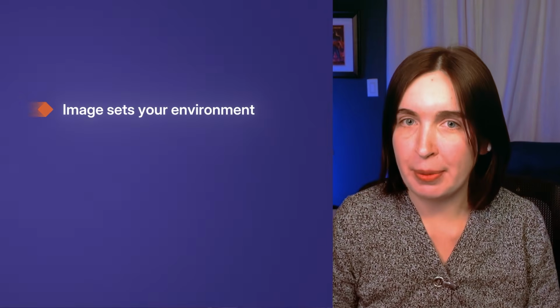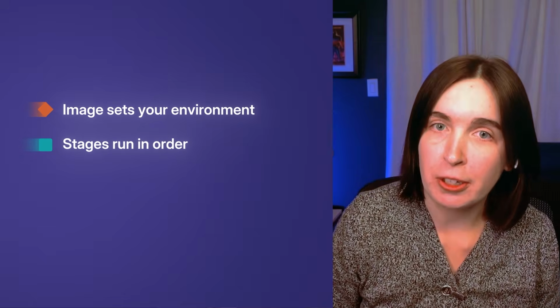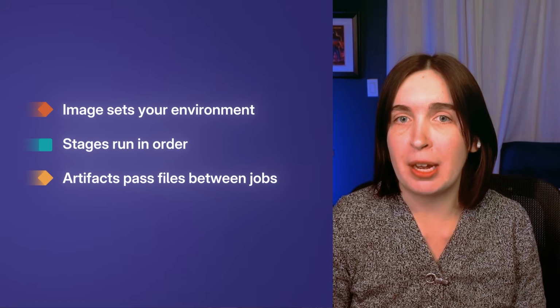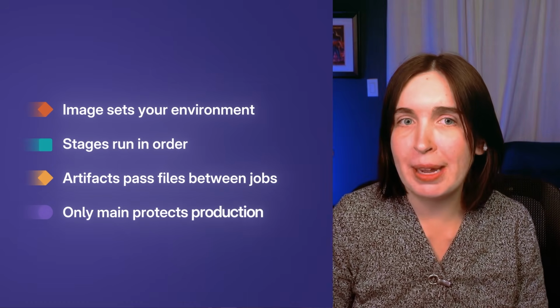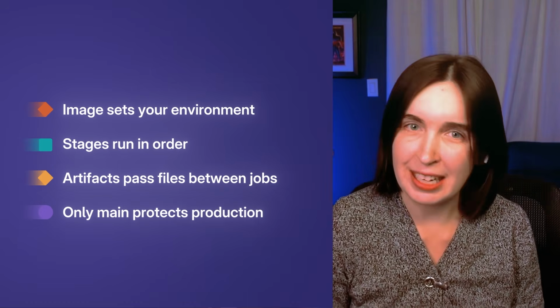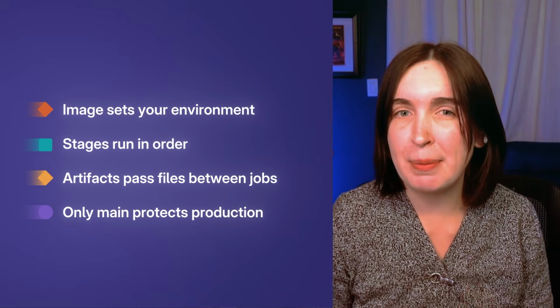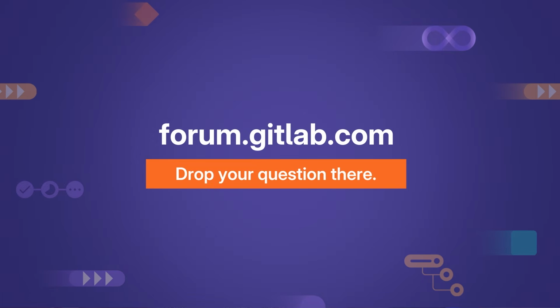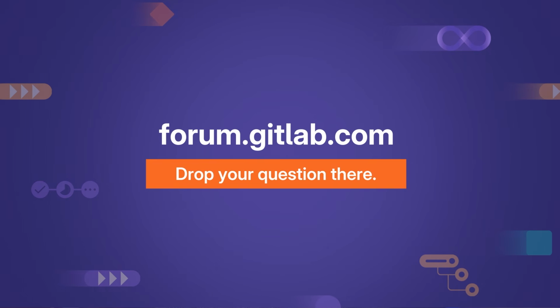So quick recap. Image sets your environment. Stages run in order. And artifacts pass files between jobs. Also, only main protects production. Now it's your turn. Create your own pipeline. Start it just like we did, and then mix it up a bit. Add your own commands, and when you get stuck, check out the community at forum.gitlab.com. They're incredibly helpful. Drop your questions there, and happy building!